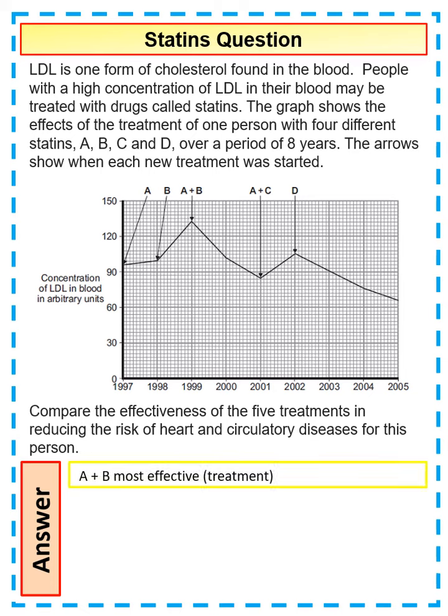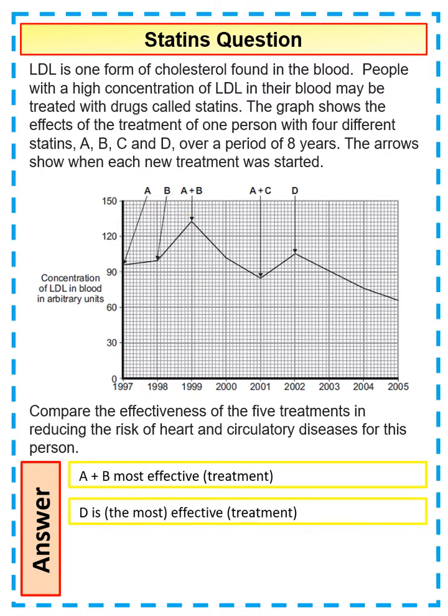So the first thing that we could talk about is A and B is the most effective treatment because it causes the biggest drop. You can see that there. You could also talk about D being possibly the most effective treatment because it goes down lower than A and C, but we don't know how much more it would end up going down.